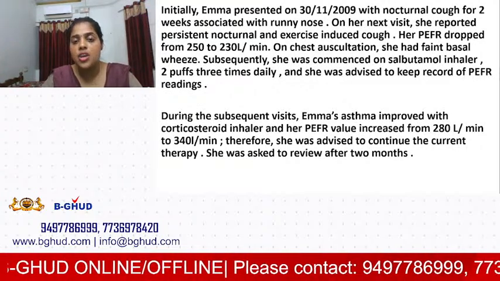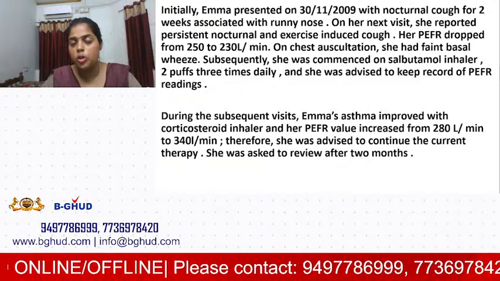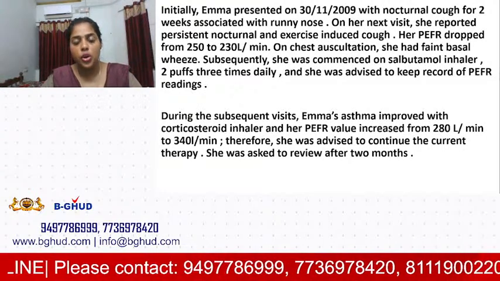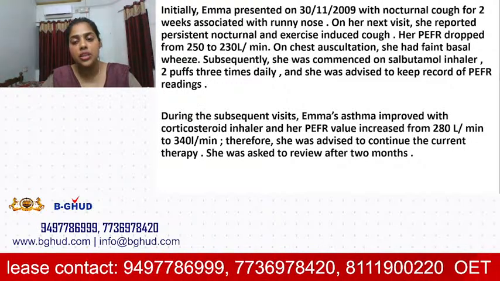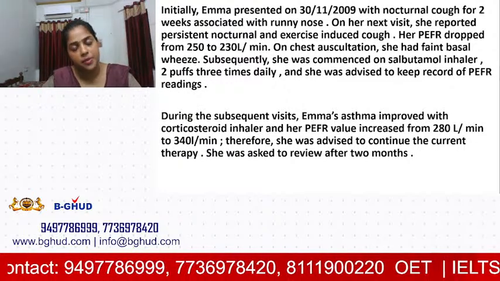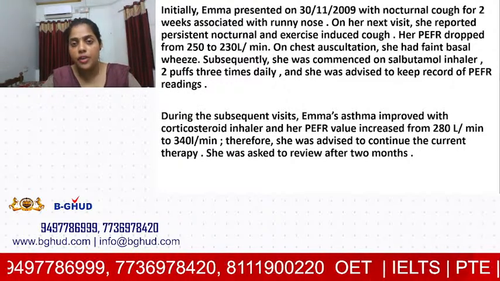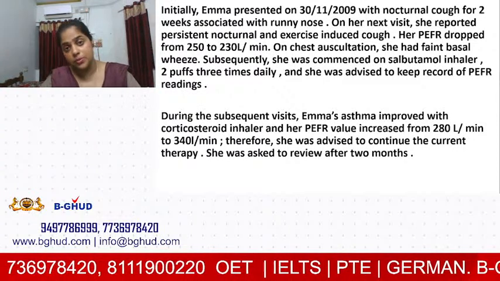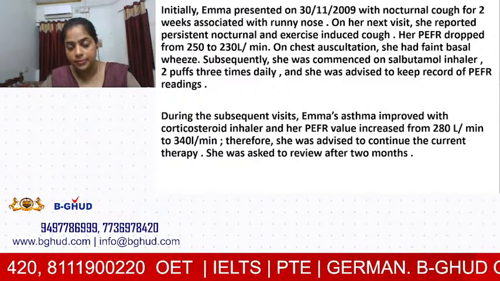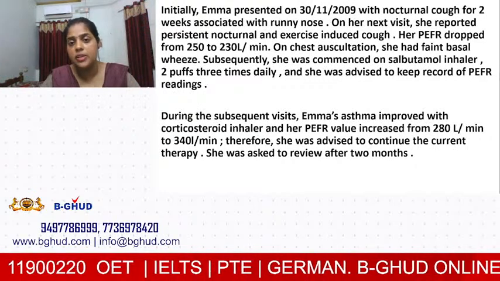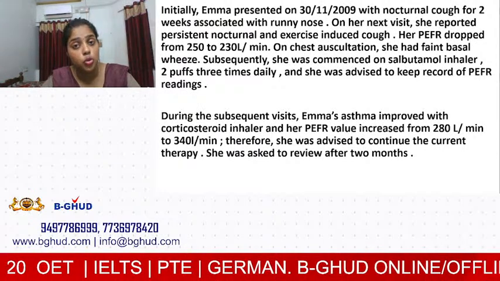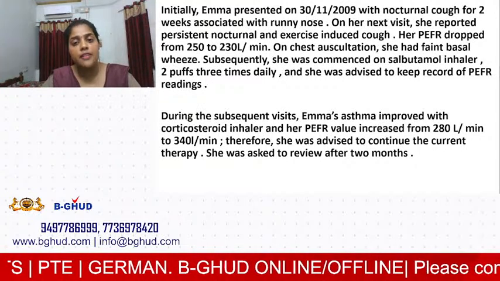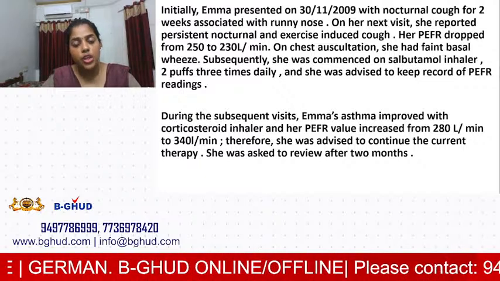Now in my third body paragraph, during the subsequent visits, that means I'm talking about more than one visit. During the subsequent visits, comma, Emma's asthma improved with corticosteroid inhaler and her PFR value increased from 280 liter per minute to 340 liter per minute. Again, instead of writing the values again and again, this time her PFR reading was noted as 280 liter per minute. On the subsequent visit, her PFR reading was noted as 340 liter per minute. So instead of repeating the term again and again I clubbed the 2 visits, I mean the 2 PFR reading values, and used the word increase, because this time it increased. So her PFR value increased from 280 liter per minute to 340 liter per minute.